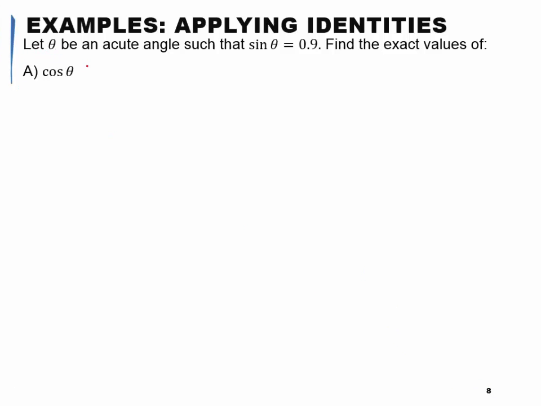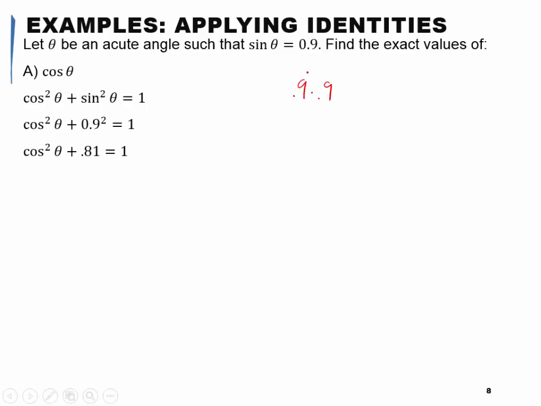So let theta be an acute angle such that sine of theta equals 0.9. Find the exact value of cosine of theta. What we're going to do is apply Pythagorean's identity, and plug in 0.9 squared. Now 0.9 squared is 0.9 times 0.9, which is 0.81. We subtract it on both sides, and we are at cosine squared theta equals 0.19.